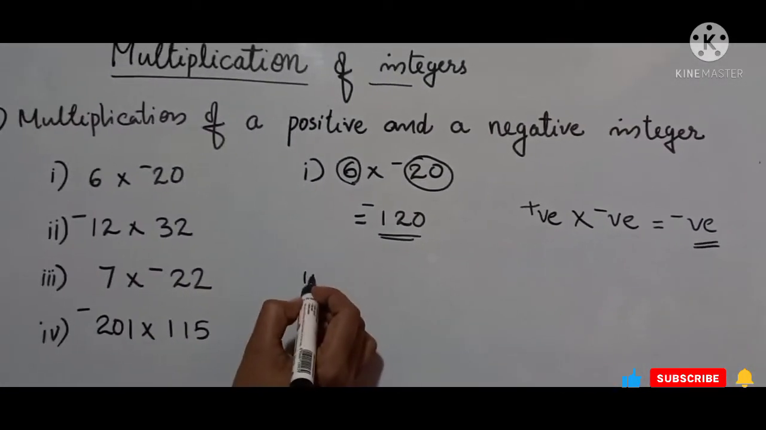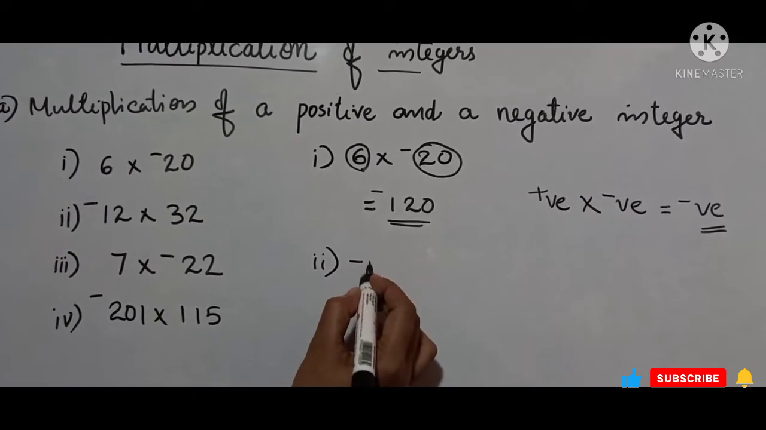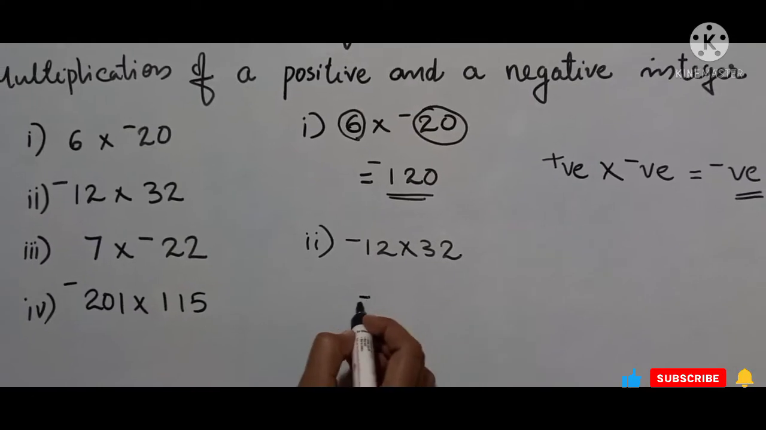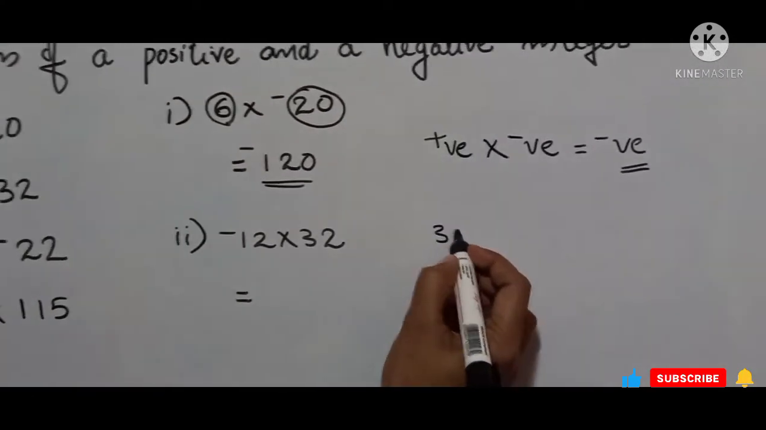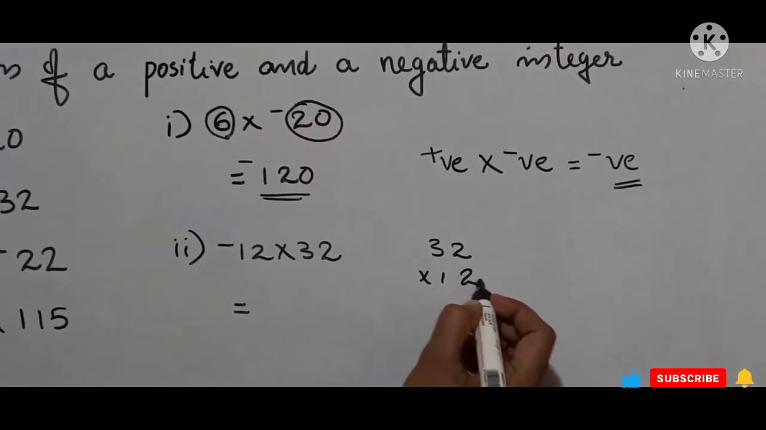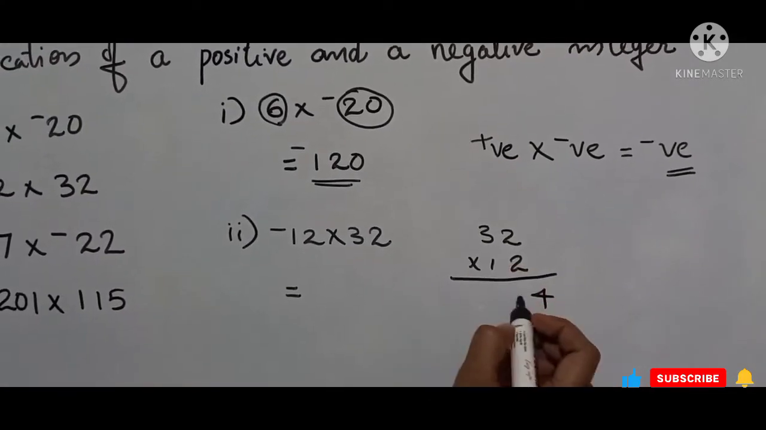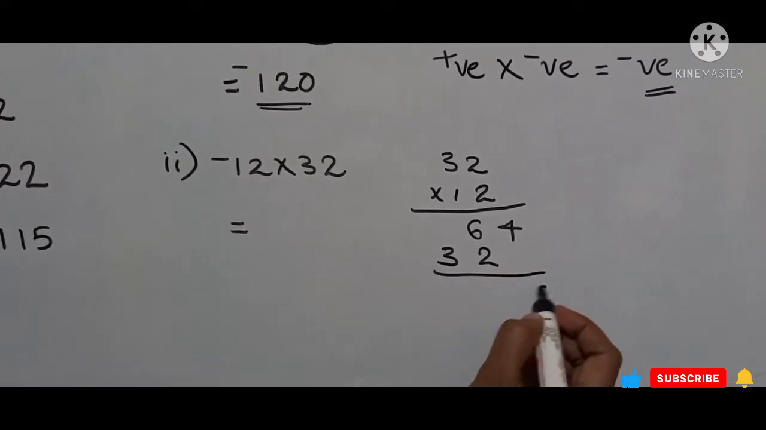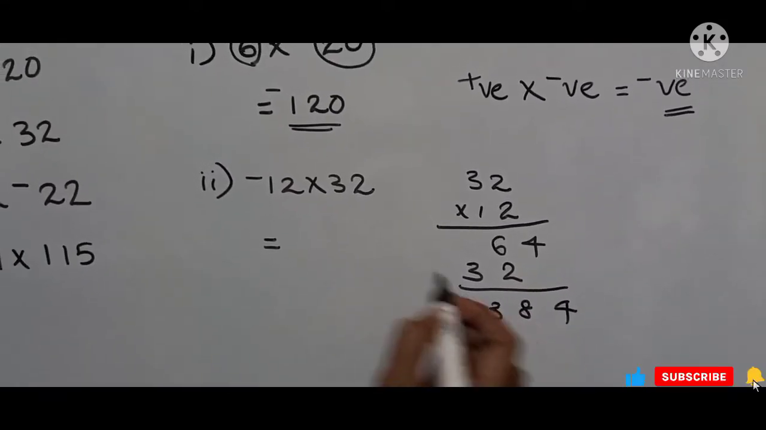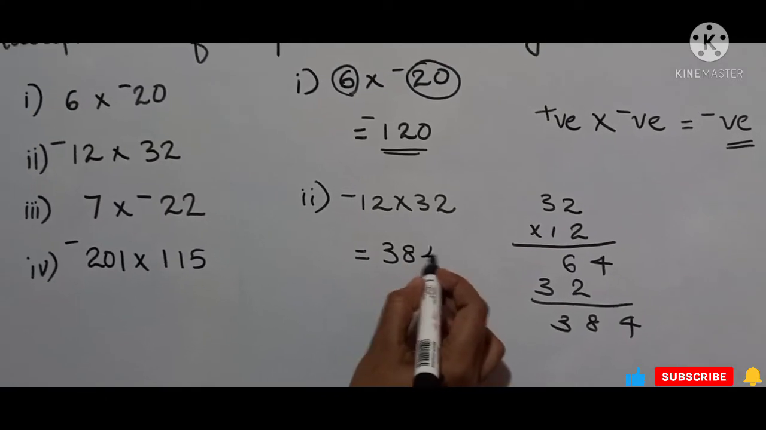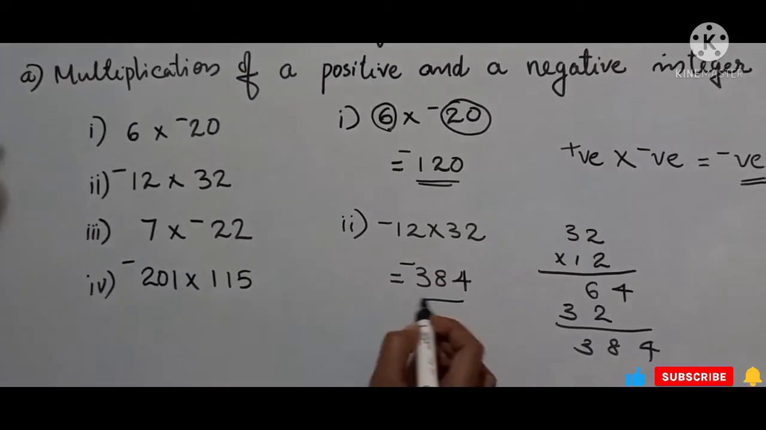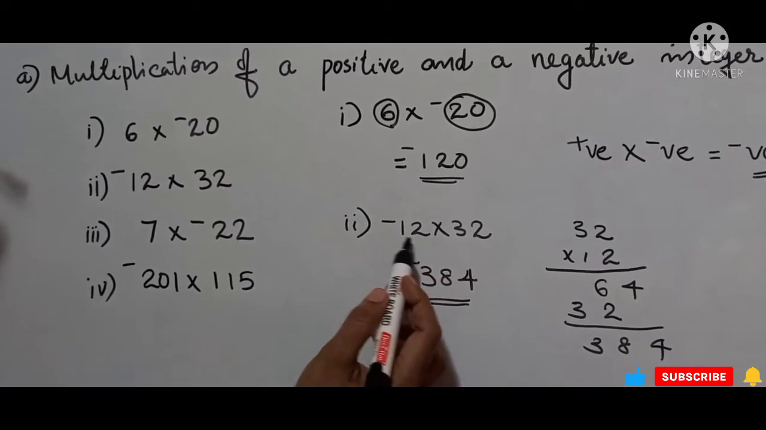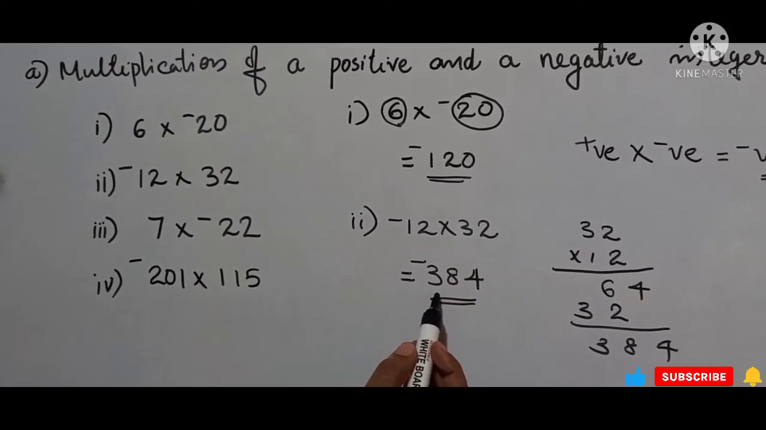Then we can take the second question, minus 12 into 32. Find the product of 32 and 12. Multiply 32 and 12. It is 384, and put the negative sign. One positive integer and one negative integer. Finding that product, we are getting a negative answer.